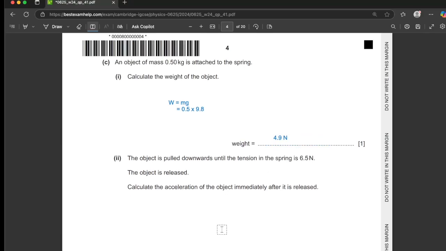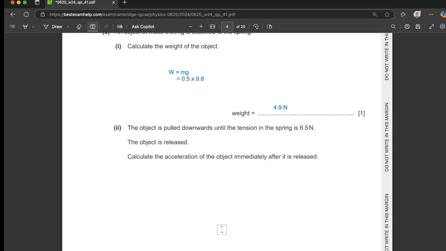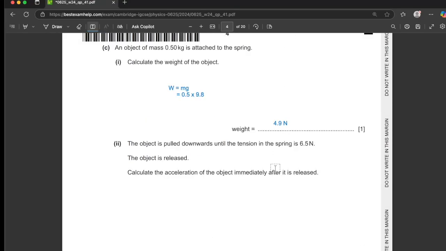The object is pulled downwards until the tension in the spring is 6.5 newtons. The object is released. Calculate the acceleration of the object immediately after it is released. To get the acceleration, we know the force and the mass as well, so this equation could come to mind. But we have to know that the force F represents the resultant net force.